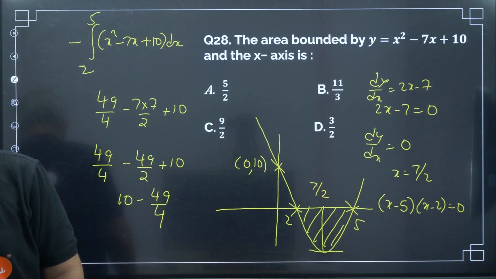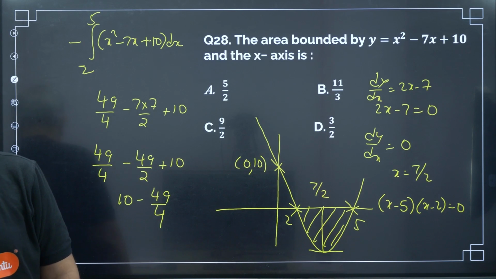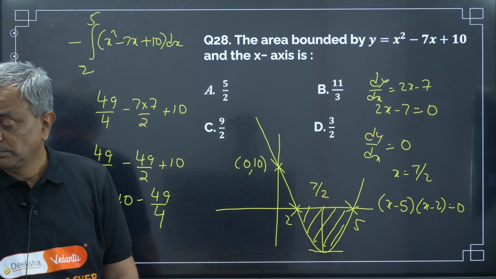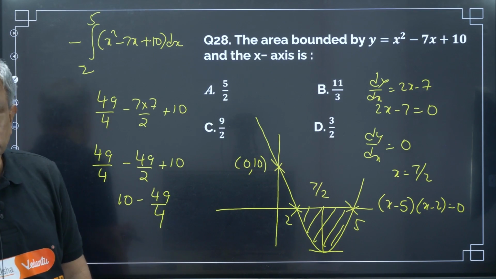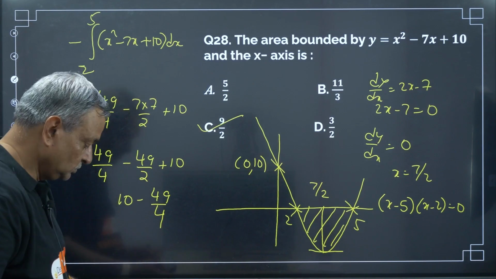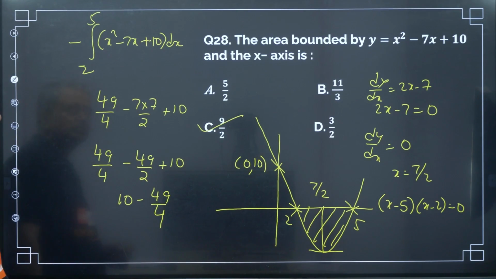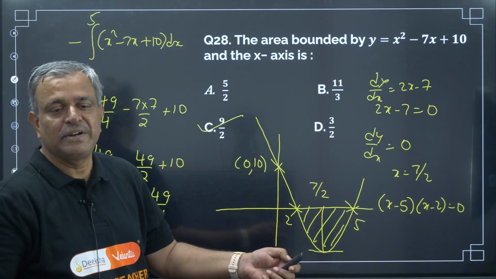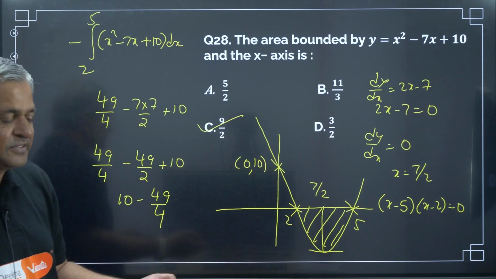Okay. So this will give you 9 by 2 as the answer. Area is always positive, so the answer will be 9 by 2. Or you integrate normally, then you put the modulus. Both are the same.